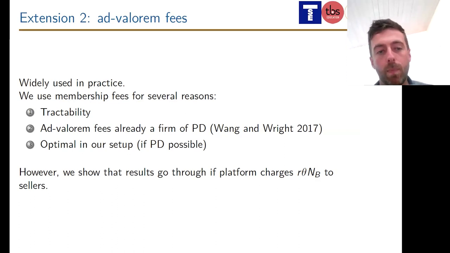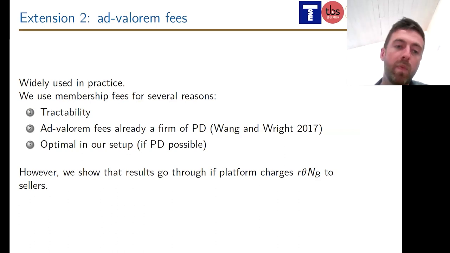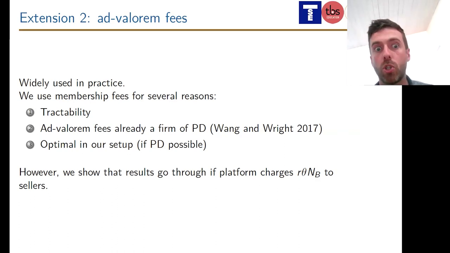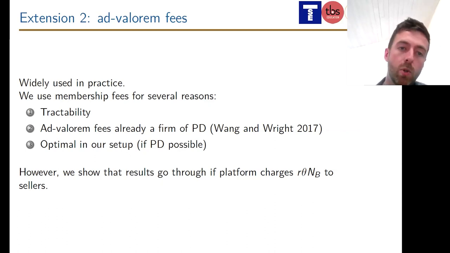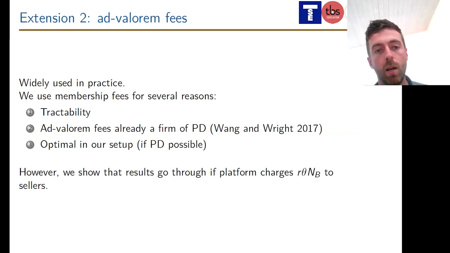But the thing also, I should have added it, is that, with ad valorem fees, you also introduce distortions in terms of pricing. Of course, if the marginal cost is not zero, you're going to have some double marginalization, and this makes things a bit more messy.